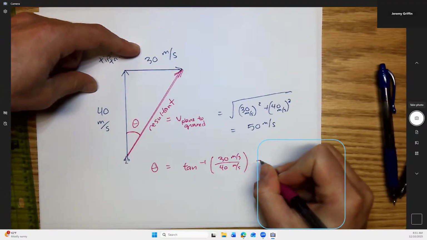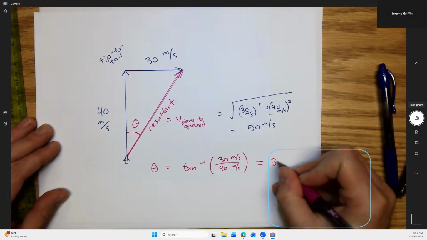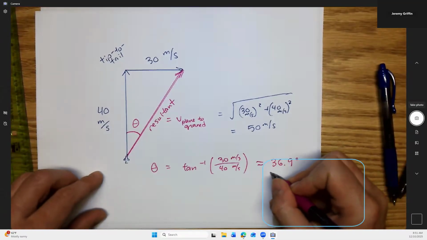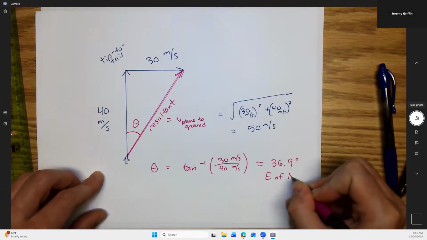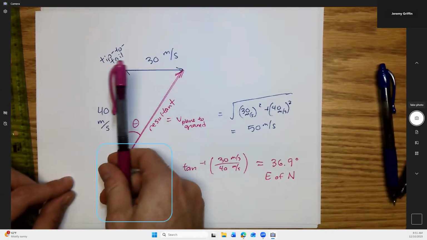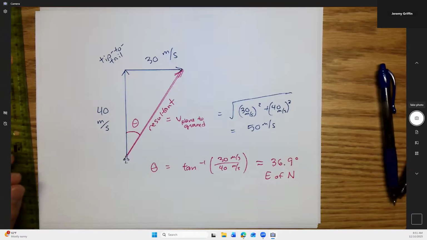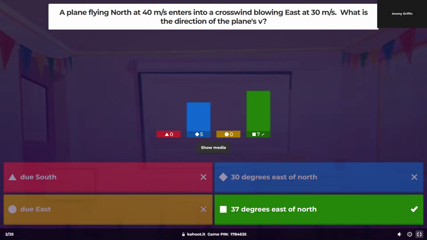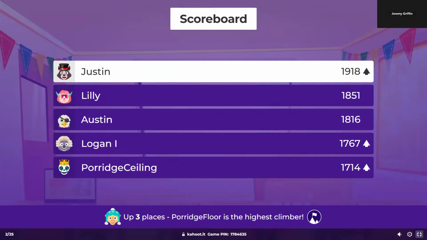And you should get approximately 36.9 degrees from that. And that would be east of north, which is called bearing. If you're going relative to a north-south line, that's east of north. It's called bearing. Okay, so you guys can get speed and direction from that.